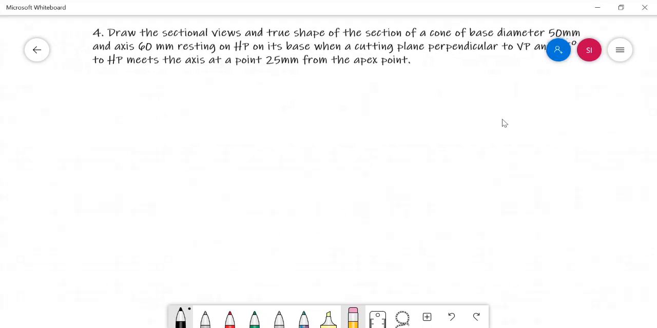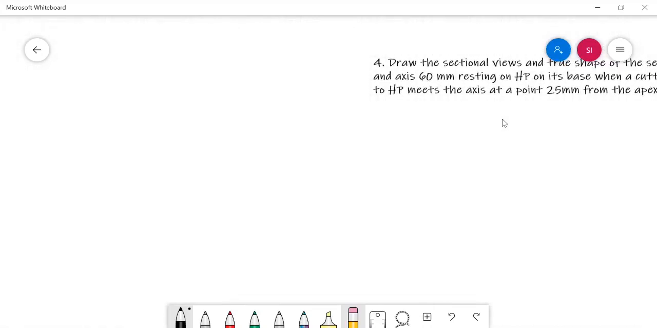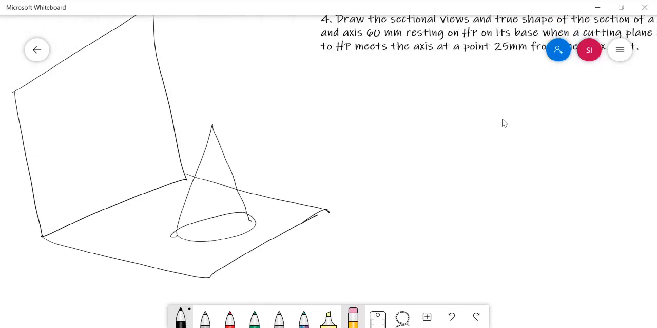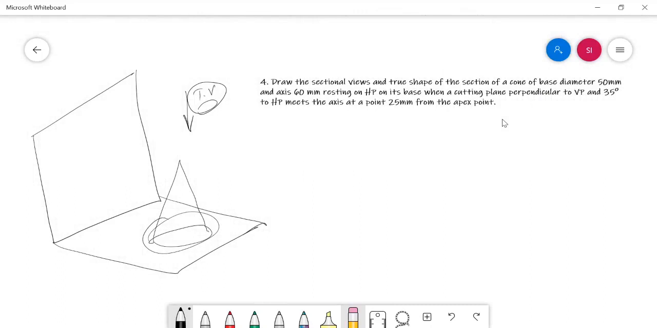This is the problem, and here our object cone is resting on the horizontal plane on its base, and we can see the base view as a circle in the top view. So we can start the answer for projections of solids from the top view, and then we need to cut the solid with the given plane, which is perpendicular to VP and inclined to HP at an angle of 35 degree.